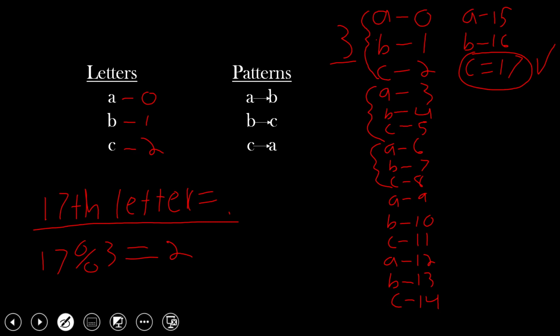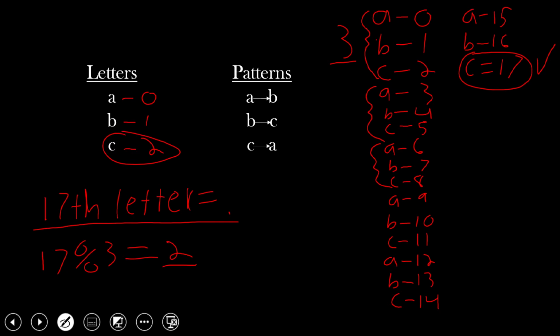So if you know the length of the cycles, and I'm giving you find the 17th letter, all you have to do is 17 mod 3, you get 2, and what do you know? 2 corresponds to C, and C is also our 17th letter.